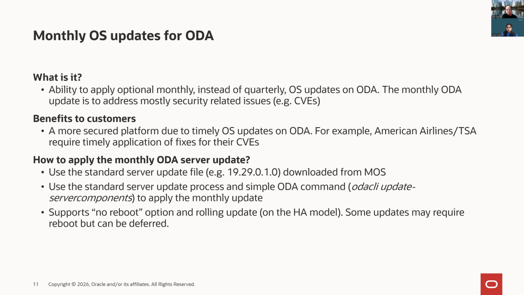So how do we do this? We'll show you that in the step-by-step demo. Essentially, you download the server update file the same way, and then you use the standard process to update the server, and we'll show you the steps. There's also a no-reboot option, and with the rolling update that's built into the HA model, you can do this without any downtime. Sometimes an update may require a reboot, but that could be deferred. We always do these things with high availability in mind.